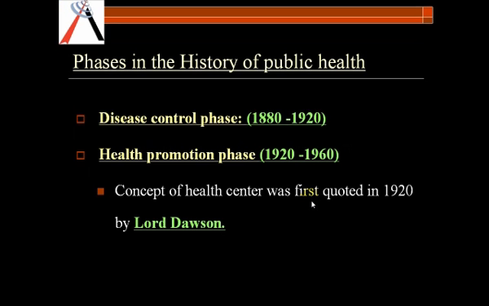First, we'll see about the phases in the history of public health. We have 4 phases here. One is the disease control phase, the health promotion phase. Here the concept of health centers was quoted in 1920 by Lord Dawson. The names in community dentistry are an important part of the multiple choice questions.